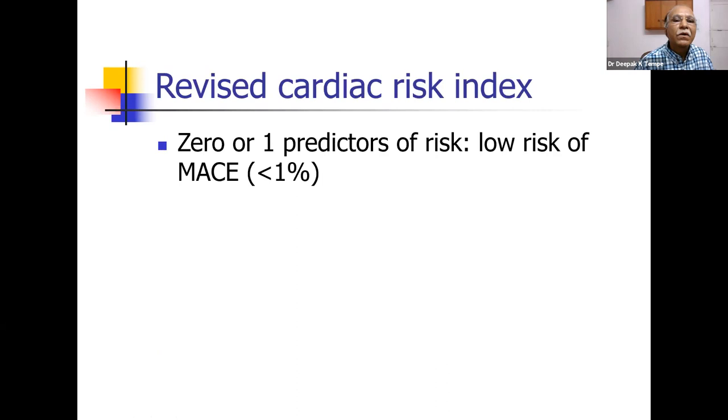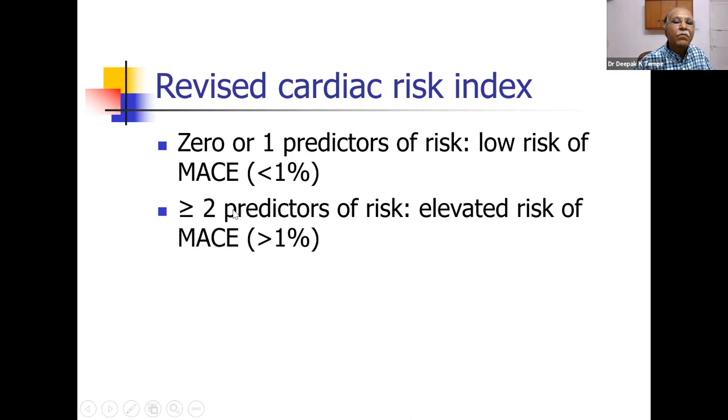The presence of zero or one risk factor predicts a low risk of major adverse cardiac event, to the tune of 1%. If more than two factors are present, then there is elevated risk of major adverse cardiac event, which is more than 1%. Now, major adverse cardiac events mean death or myocardial infarction. So perioperative MI and death come in the category of major adverse cardiac event.